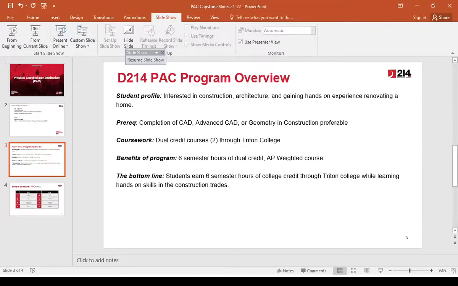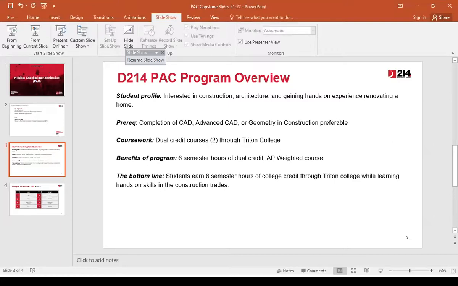And this class also would give you your math credit for your sophomore year. So that's a great benefit to you as well. The PAC class that we offer to juniors and seniors is a dual credit course. And if you don't know anything about dual credit, it's really a great option for you because it allows you to gain college credit and also high school credit while you're here taking the PAC class. So it serves two purposes.